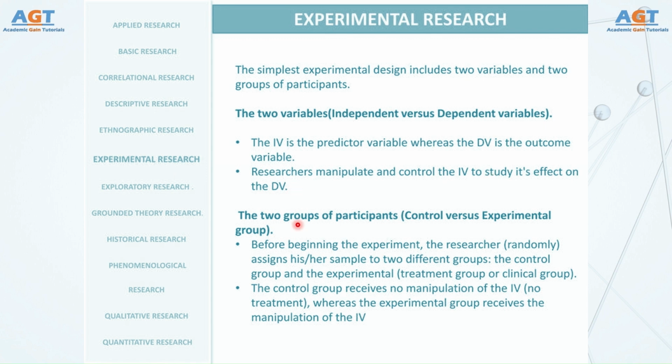Second, groups. The control group does not receive manipulation, while the experimental group receives the treatment or change. Ideally, participants are randomly assigned so the groups are fair and comparable.